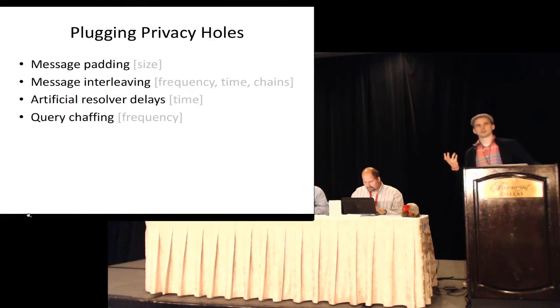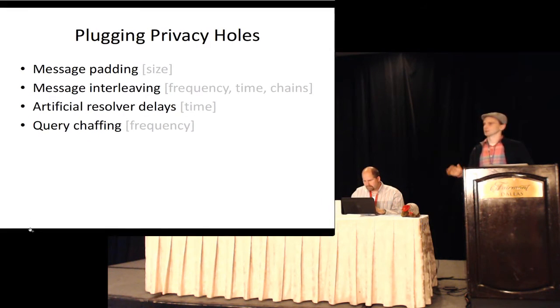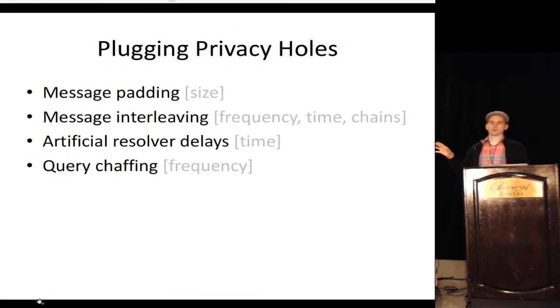So in our work, we're trying to focus on ways to plug these privacy holes, and so we look at a couple of different techniques, including message padding, message interleaving, kind of in a mixnet fashion, artificial resolver delays, and chaffing, which is more of a privacy/anonymity technique. And I'll describe more of these in more detail as I get to them later in the talk.